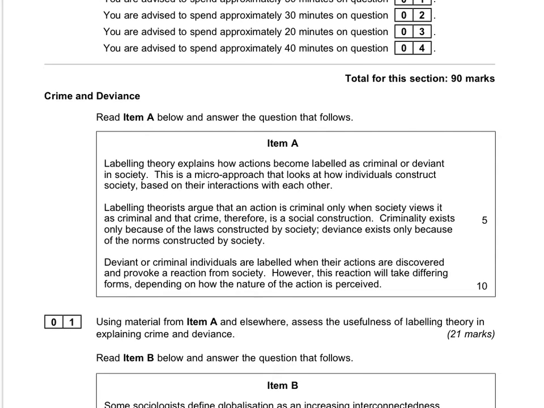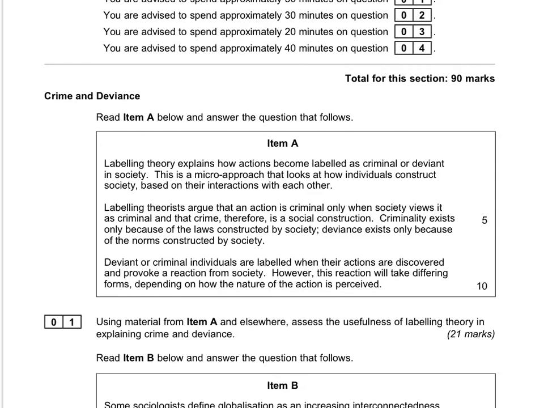So the first point, labelling theory explains how actions become labelled as criminal or deviant in society. This is a micro approach that looks at how individuals construct society based on their interactions with each other. So there you might want to think about how you can use that point to help you answer the question. The fact that it's a micro approach, are you going to make an argument saying actually the fact that it's a micro approach makes it useful or possibly doesn't make it useful? That's one way of using the item.